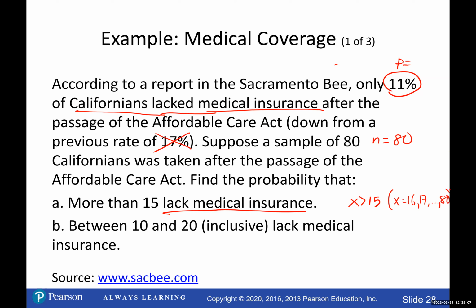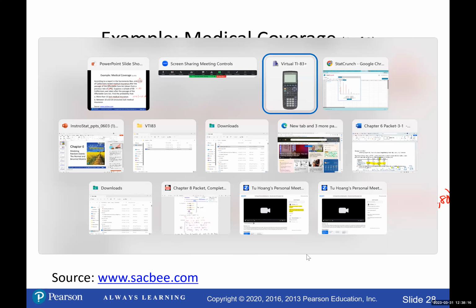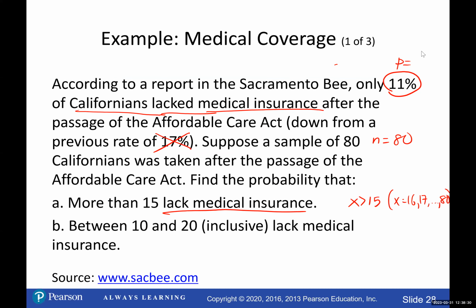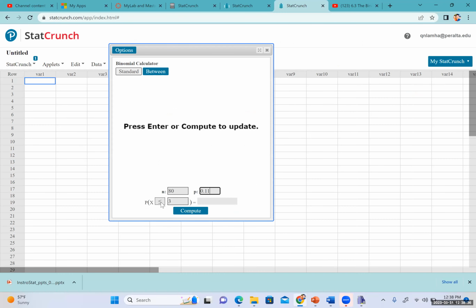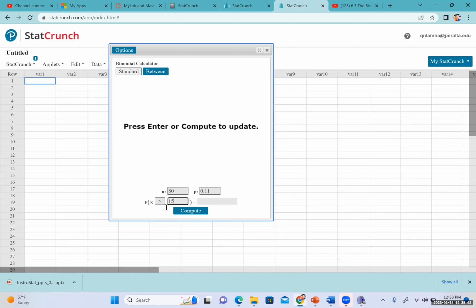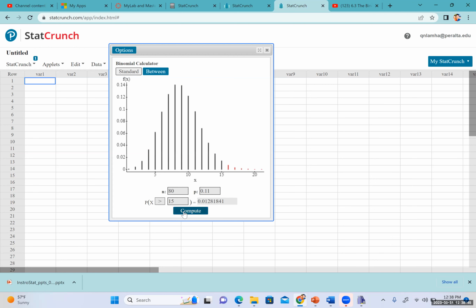A lot of work. However, in StatCrunch, it's going to be a piece of cake. How many trials do you have? 80 people, right? Probability of success is going to be 11%, with 0.11, right? What is x? x can be greater than 15, right? It's going to be 0.0128.